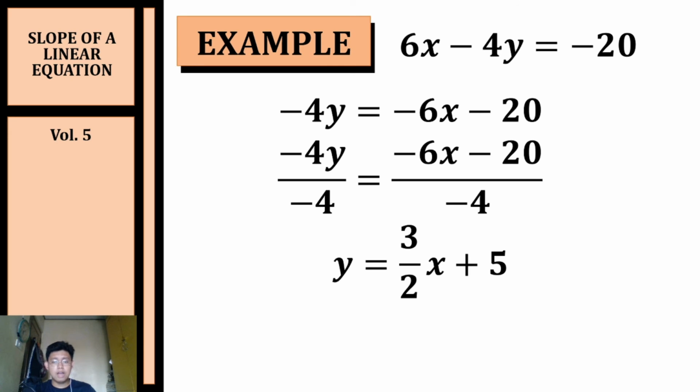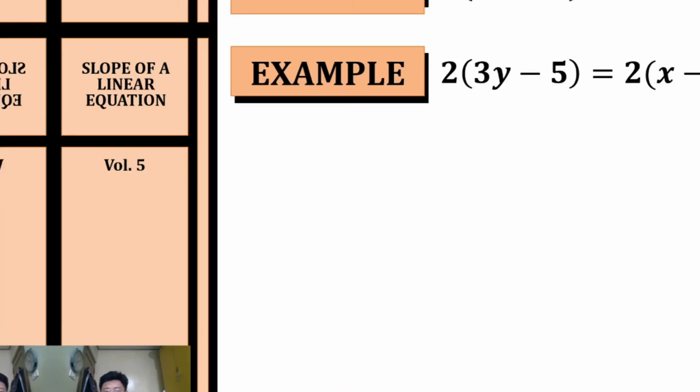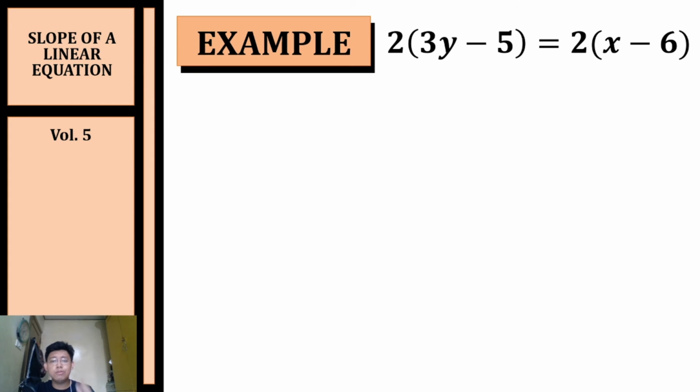In this case, since our equation is in slope-intercept form, we can now get the slope of the line. The slope of the line will be found as the numerical coefficient of our variable x. The numerical coefficient of x is 3 over 2. Therefore, the slope of the line is equal to 3 over 2. Okay, let's have our last example for today.